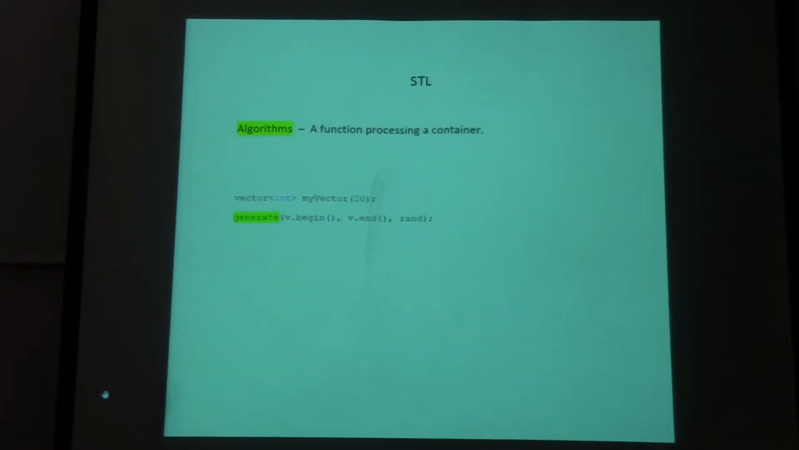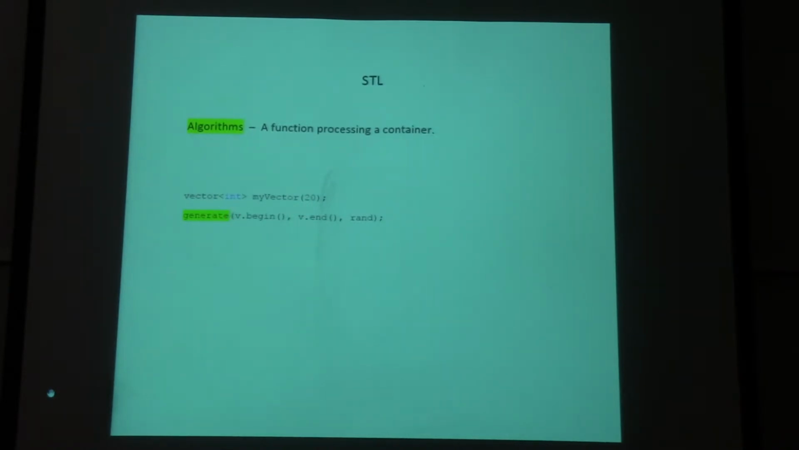Okay, here's an example of algorithms that are part of STL. So in this case, I'm going to say vector int v 20. All right, so then I say generate. Generate is an algorithm. What's an algorithm? It's an STL. You can use it if you say pound include algorithm. Pound include vector. Okay? So generate.